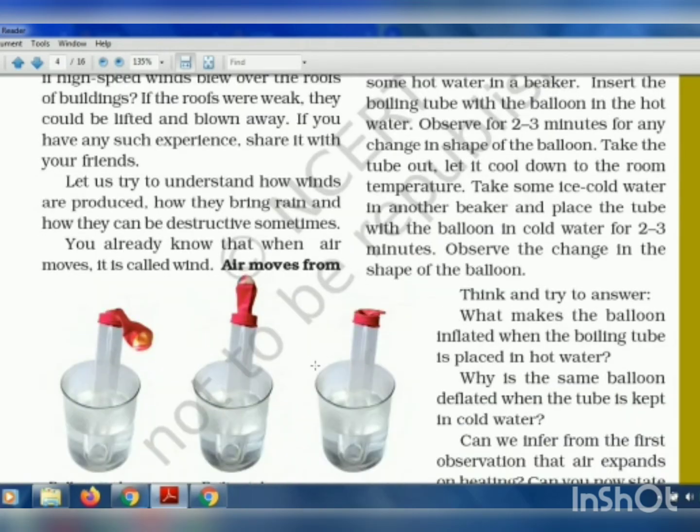You have to take a boiling tube and attach a balloon on the mouth of the boiling tube. Then you have to keep that boiling tube in a beaker that contains hot water. What you will see is that the balloon is blown. Okay, and when you keep that same boiling tube with a blown balloon into cold water, all the air that is inside the balloon goes off and the balloon becomes deflated. It becomes flat. Now, why does this happen?